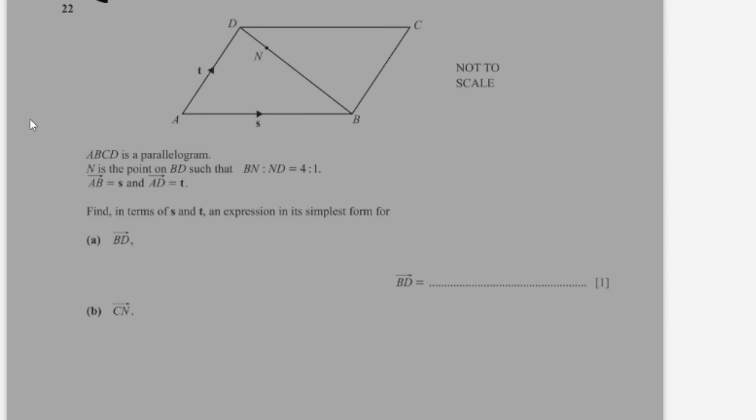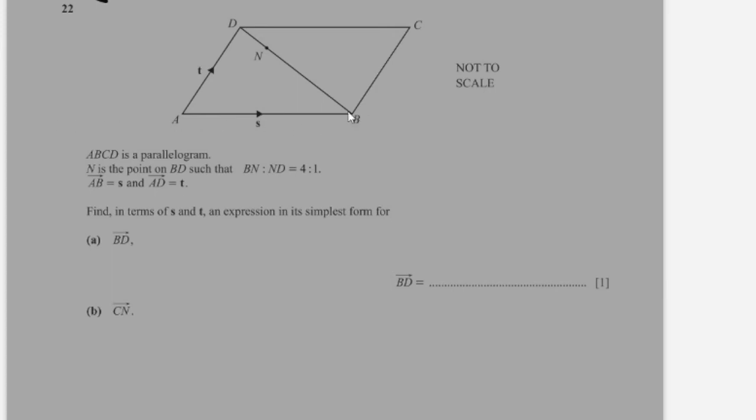Question number 22. ABCD is a parallelogram. N is a point on BD such that BN to ND is equal to 4:1. AB is equal to S and AD is equal to T. Find in terms of S and T an expression in its simplest form for BD.